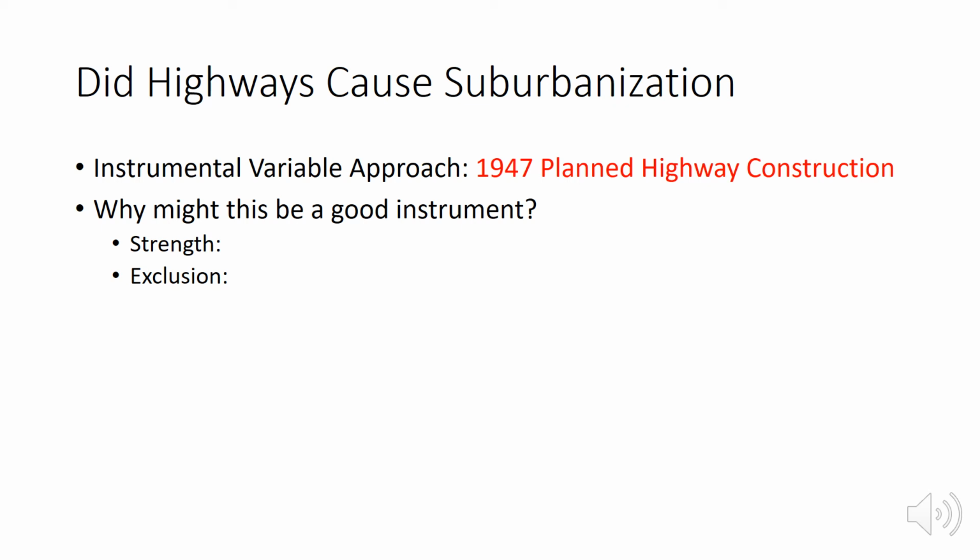Why might this be a strong instrument? Well, certainly a highway plan should reflect the highways that ultimately get built, right? Why might it be an exclusive instrument? Because we build highways, or plan to build them at least, to facilitate national defense. Eisenhower saw the Autobahn when he was in Germany during World War II and said, we need one of those. We need to be able to land planes. We need to be able to move tanks from place to place. We need a big interstate highway system.